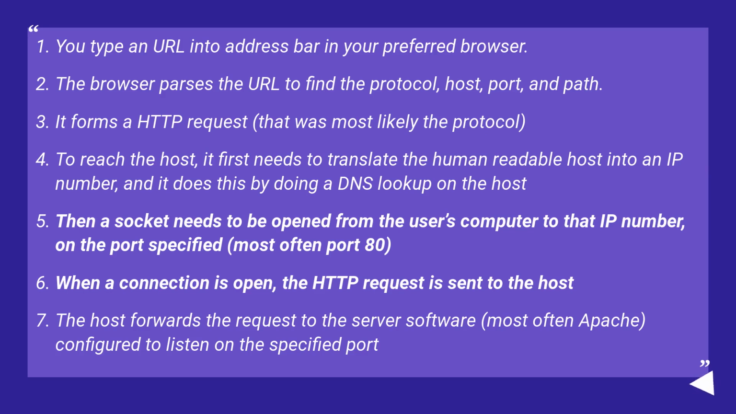To reach the host, it first needs to translate the human-readable host into an IP number, and it does this by doing a DNS lookup on the host. Then a socket needs to be opened from the user's computer to that IP number, on the port specified, most often port 80. When a connection is open, the HTTP request is sent to the host. The host forwards the request to the server software, most often Apache, configured to listen on the specified port.